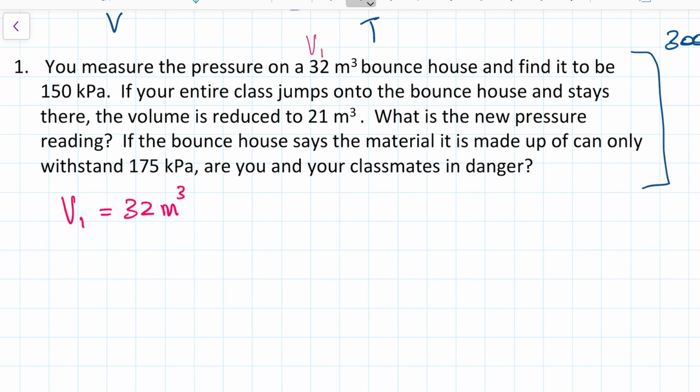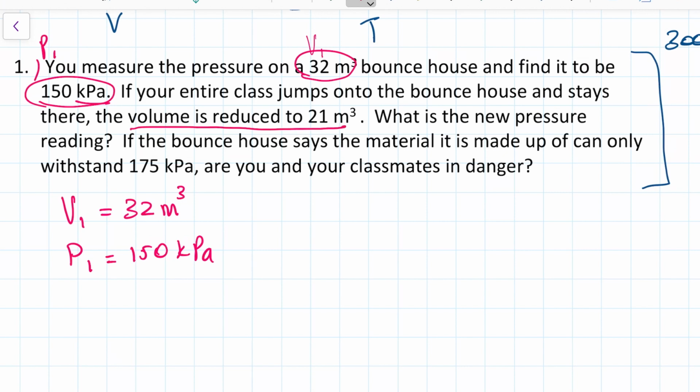And find it to be 150 kilopascals. Well, kilopascals measures pressure, so when the volume is 32, the pressure is this, so we're going to call this P1. P1 equals 150 kPa. If your entire class jumps onto the bounce house and stays there, the volume is reduced to, okay, so it's telling us we have a new volume, so I can't call it V1, so I'm going to call this V2. V2 equals 21 meters cubed.